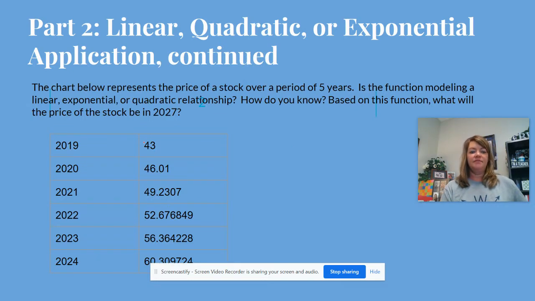This one says, the chart below represents the price of a stock over a period of 5 years. Is the function modeling a linear, an exponential, or a quadratic relationship? How do you know? And based on this function, what will the price of the stock be in 2027? All right, so let's check our X values.